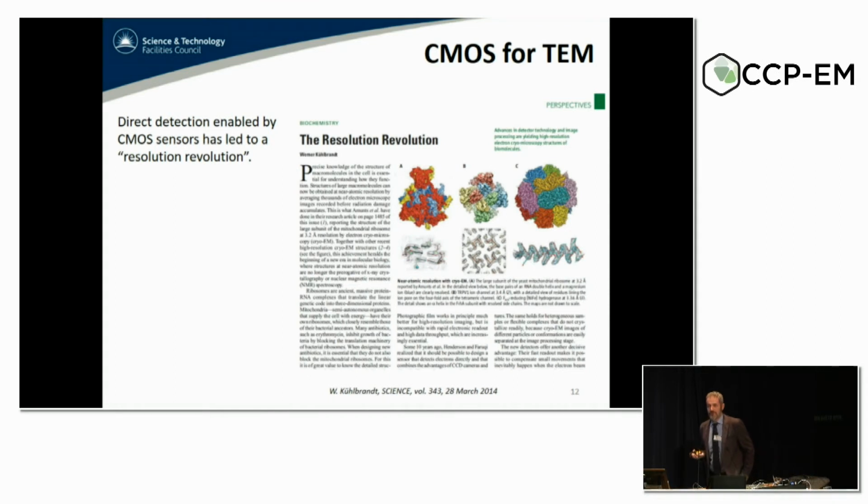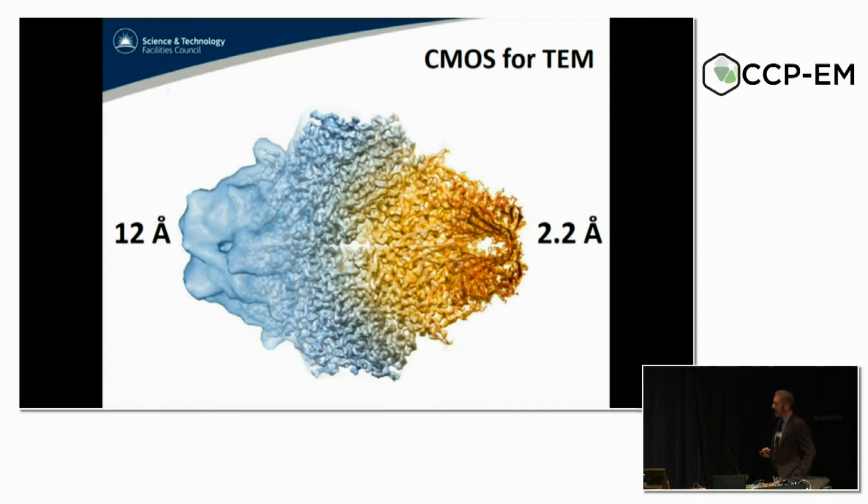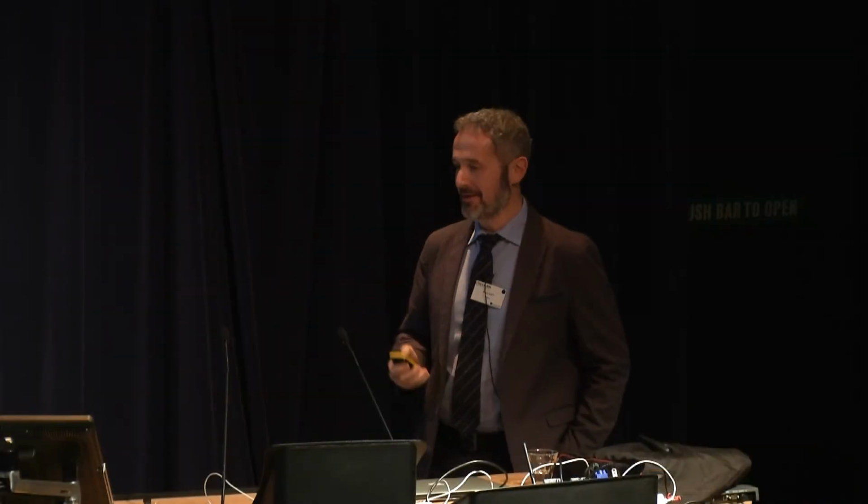As we know, CMOS sensors have been instrumental in effectively changing the landscape in electron microscopy, and they started what has been defined by Werner Kühlbrandt as a sort of resolution revolution. And this is an expression that probably has been abused several times, to the point that the author, I know, is actually sick of it now, but let's move on.